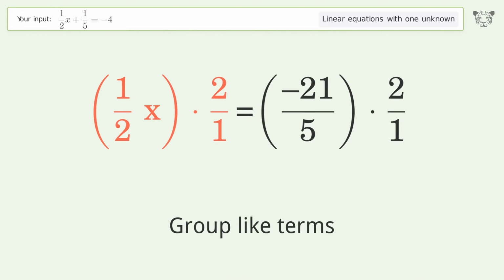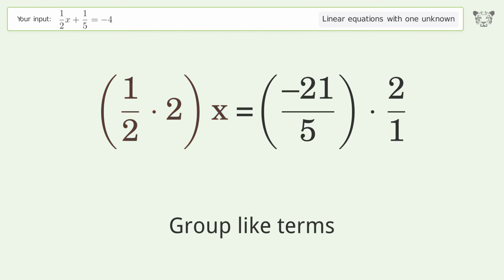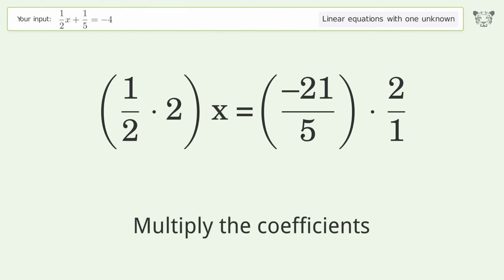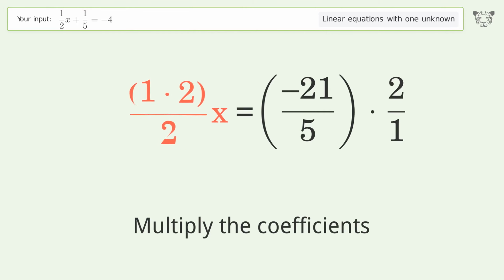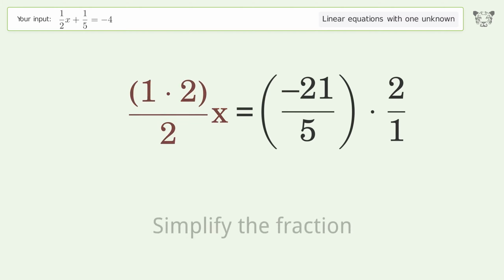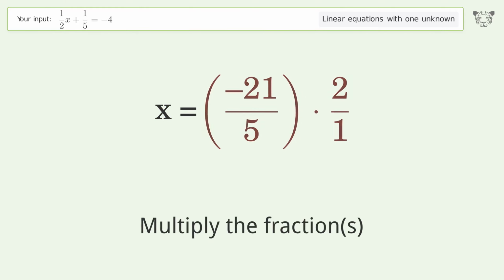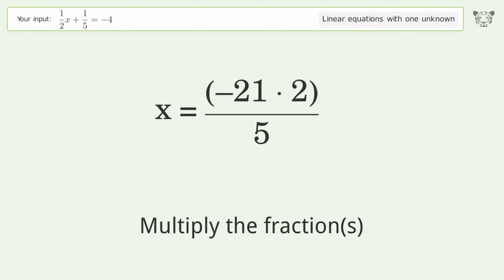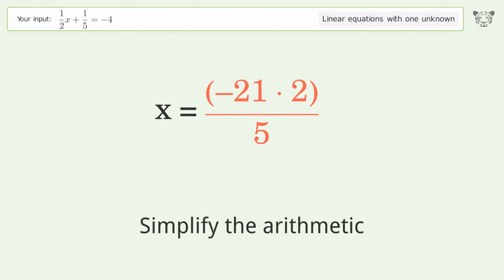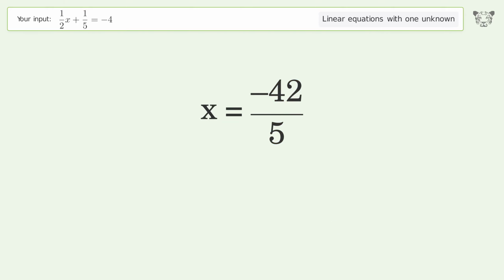Group like terms. Multiply the coefficients. Simplify the fraction. Multiply the fractions. Simplify the arithmetic. And so the final result is x equals -42/5.